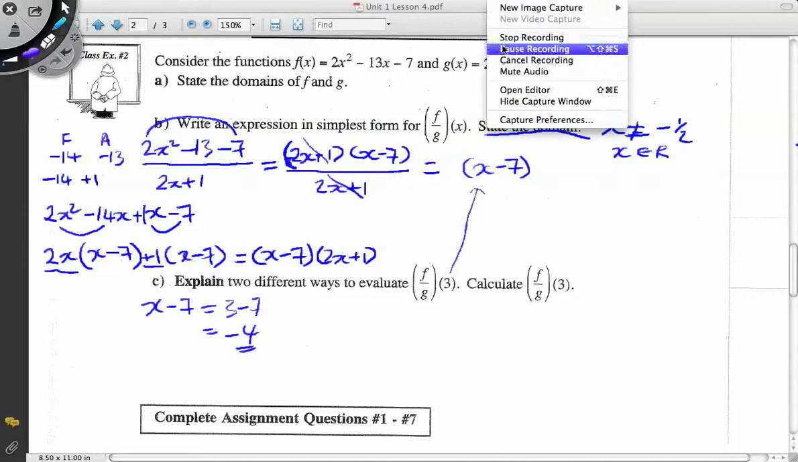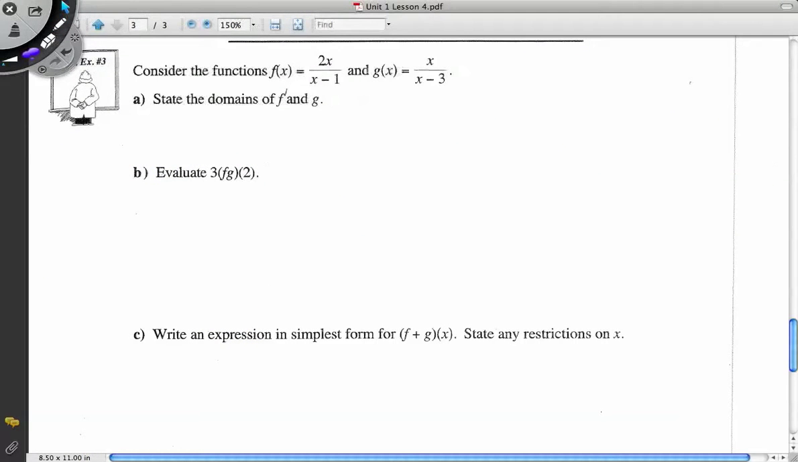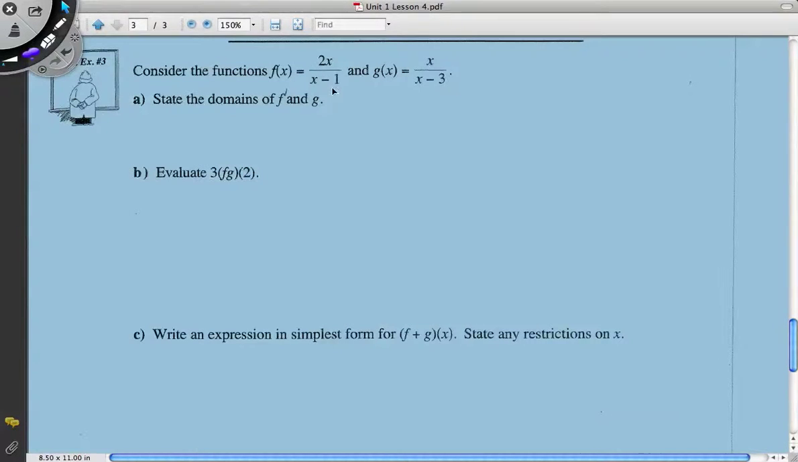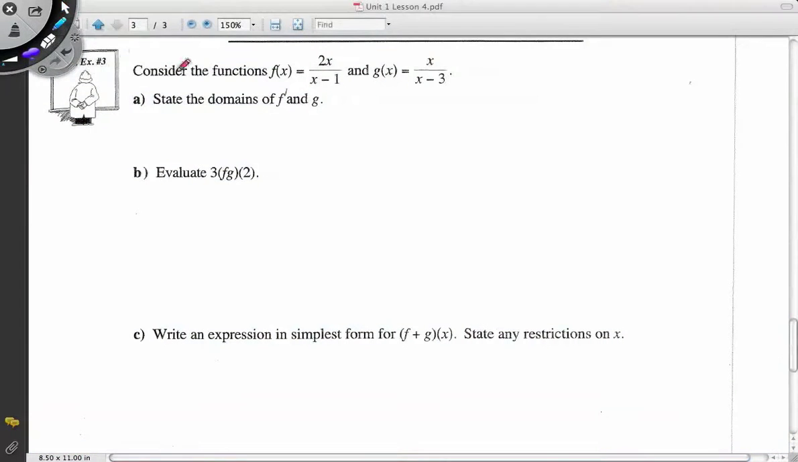So let me just scroll down here. Okay, moving on to example 3, the last example. Consider these two functions. We can see right away that there's restrictions here and here. State the domains. So for f of x, x cannot be 1. So here x cannot equal 1, and for this one x cannot equal 3.